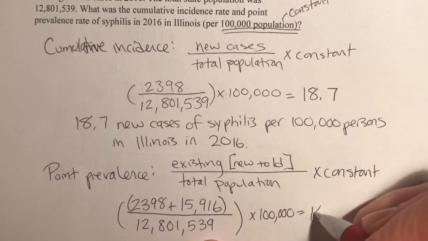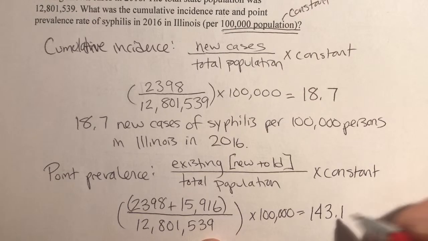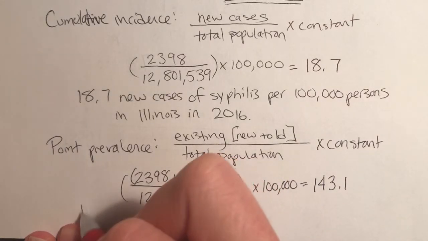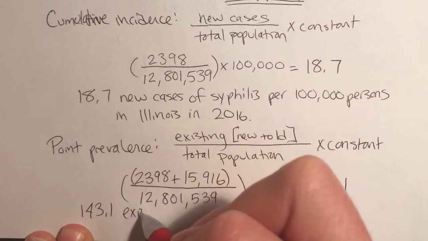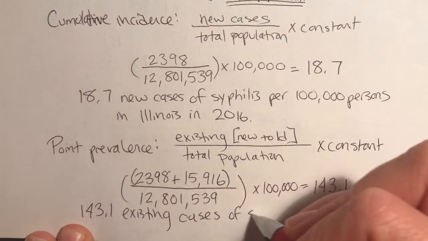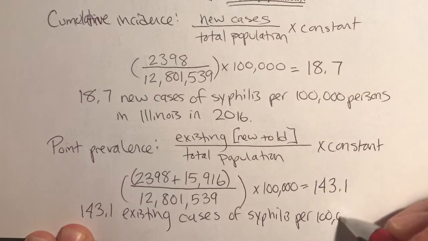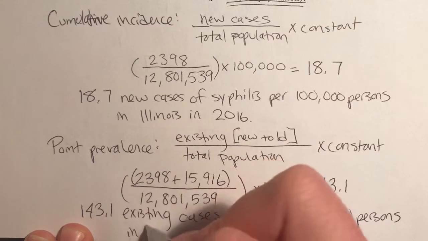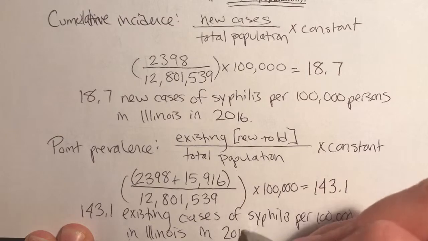And once we plug it into our calculator, it comes out to 143.1. Okay, so again, writing out the interpretation, kind of explaining what that means. There was 143.1 existing, or you could also say total cases of syphilis per 100,000 persons or population, whatever you prefer to write, in Illinois, in 2016.